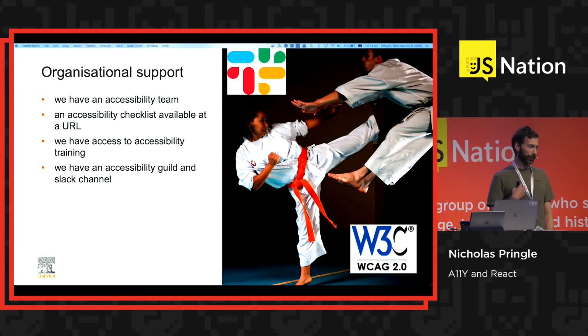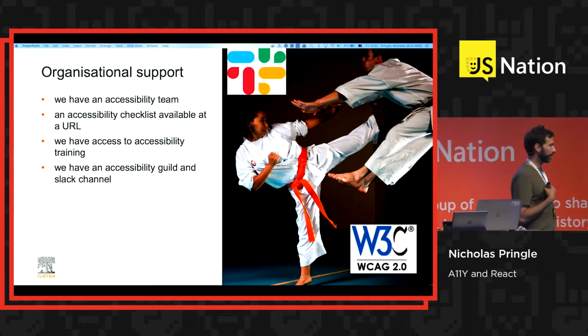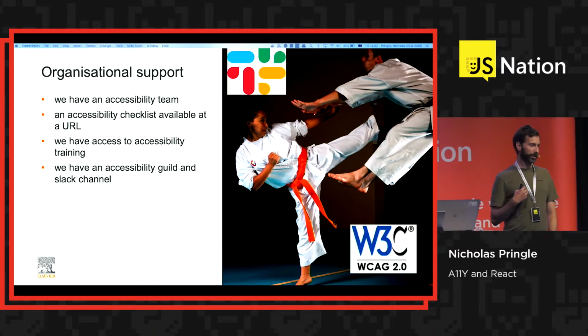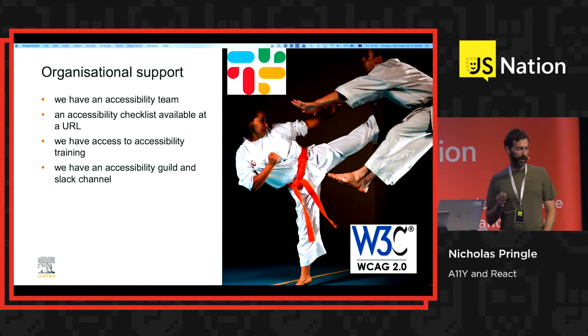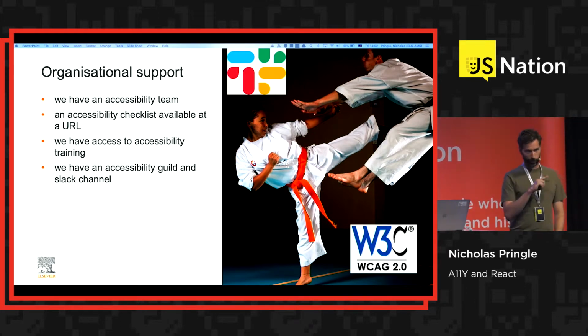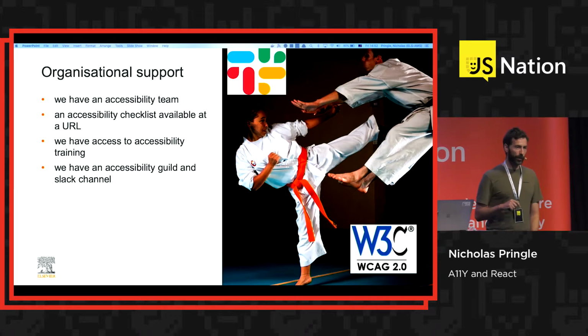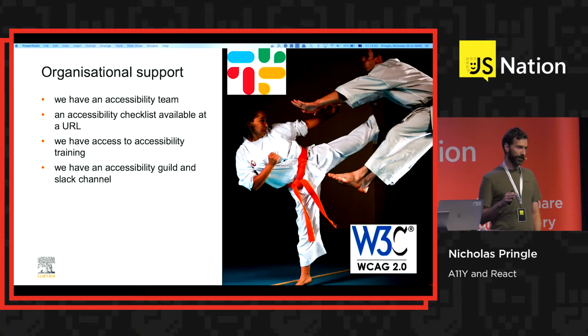Fortunately, at Elsevier, we have a lot of organizational support. We have an accessibility team. They're located in one of our tech hubs in the US. We have an accessibility checklist available at a URL, and that was the screen you just saw. We also have access to accessibility training.